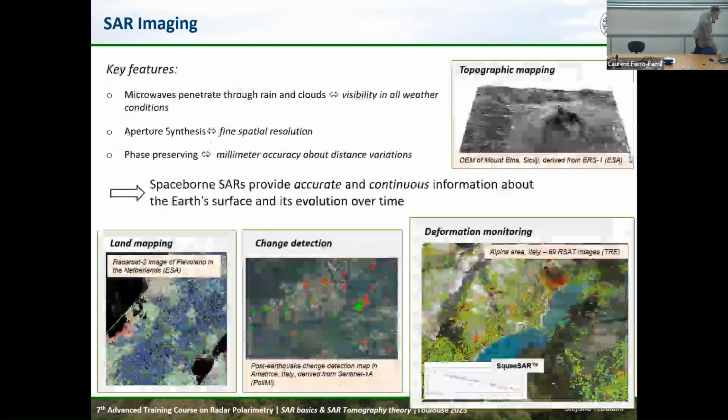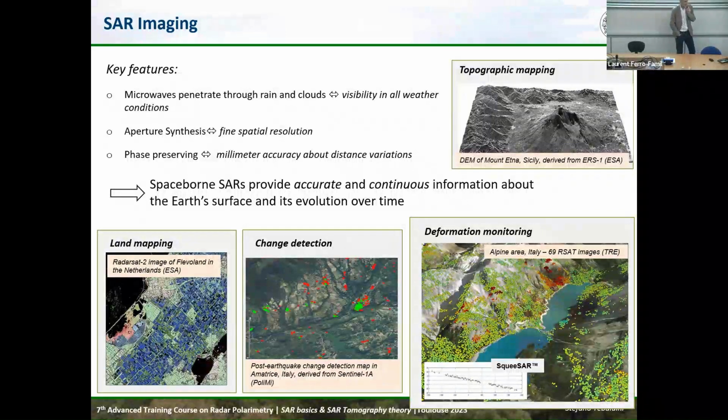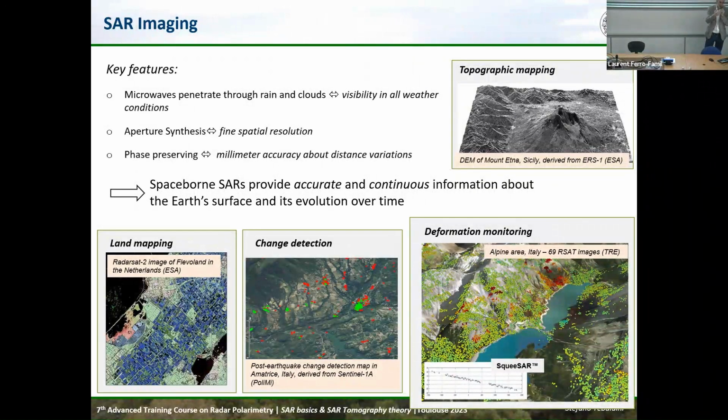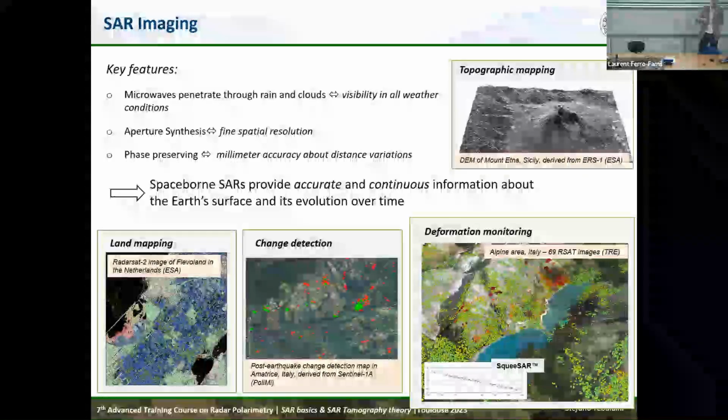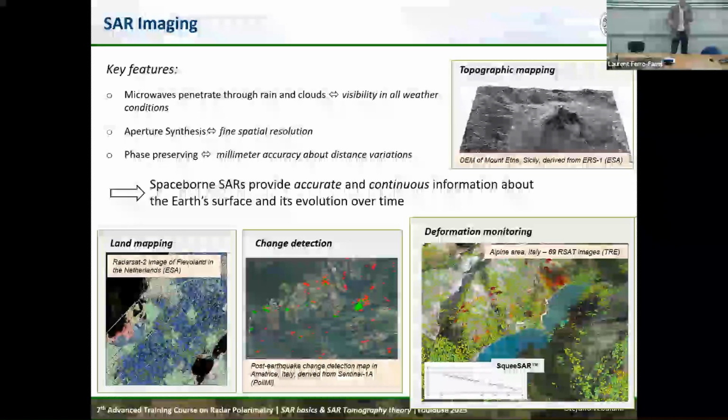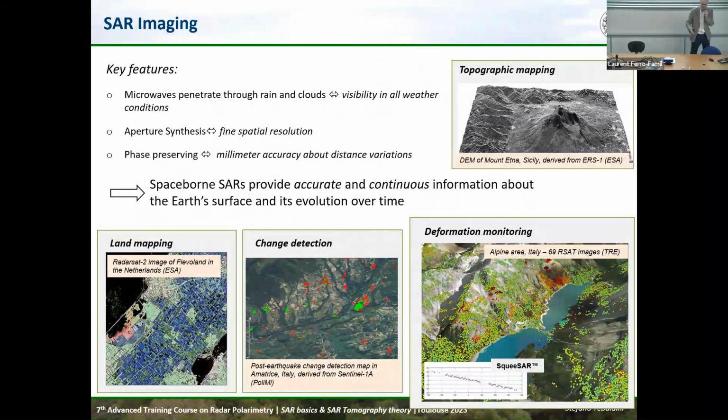Now, by means of this technology, we can generate different applications. One is topographic mapping, land mapping in general, change detection, or deformation monitoring. And this is by virtue of some key features of SARs, basically penetration through rain and clouds, synthetic aperture, which is the key to having a fine resolution, and it's a phase preserving system. Now, I will not insist on this notion of phase preserving, but let's say that since it's phase preserving, then you can measure displacement with an accuracy of centimeters or even millimeters from space.